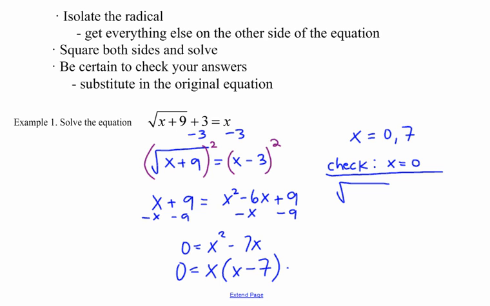Why are they extraneous? Because we can't take the square root of a negative. So 0 plus 9, plus 3, has to equal 0. Is that true? Root 9 plus 3, okay, what's root 9? 3 plus 3? Not equal to 0. So guess what x equals 0 is? Extraneous root. So we check with 7.